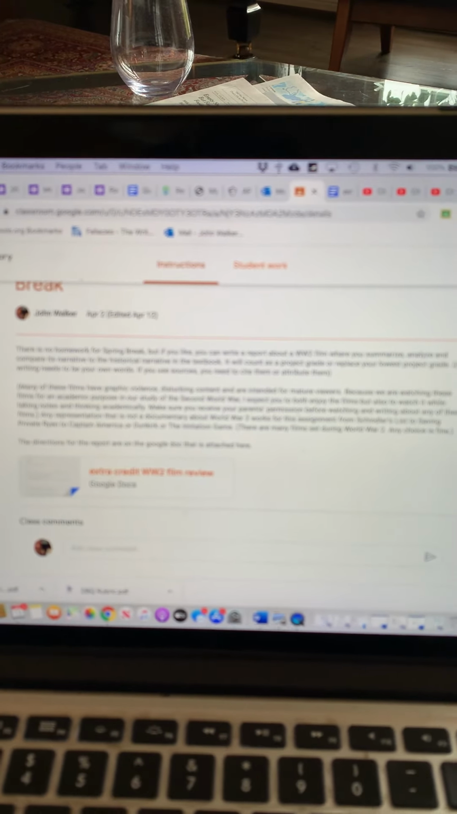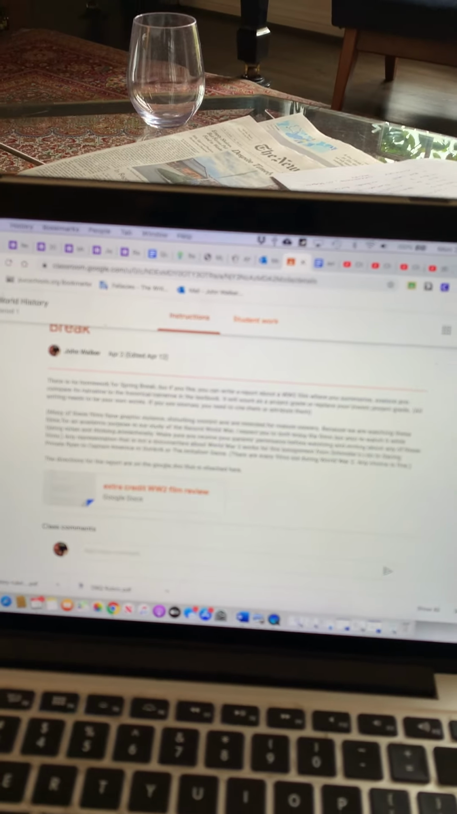Like if you look on the directions for this optional paper, you could see Schindler's List or Saving Private Ryan. Captain America takes place during World War II. Dunkirk is a wonderful World War II movie. The Imitation Game. There are literally dozens of World War II movies. And so I don't care which World War II movie you see. I just want you to watch one of them.